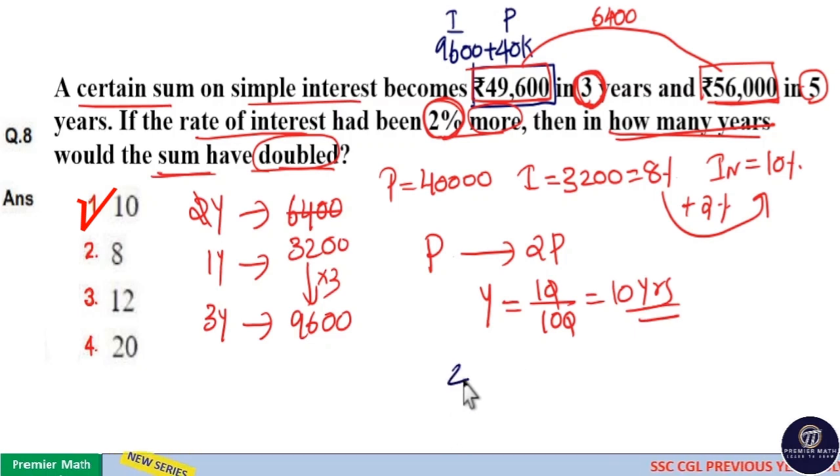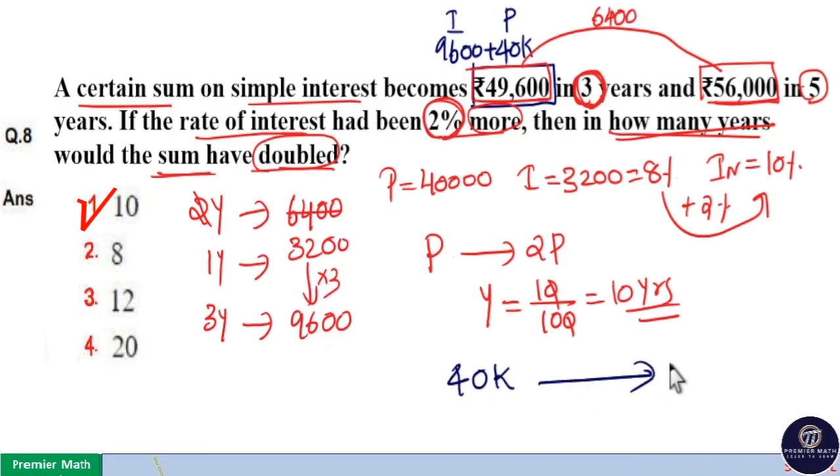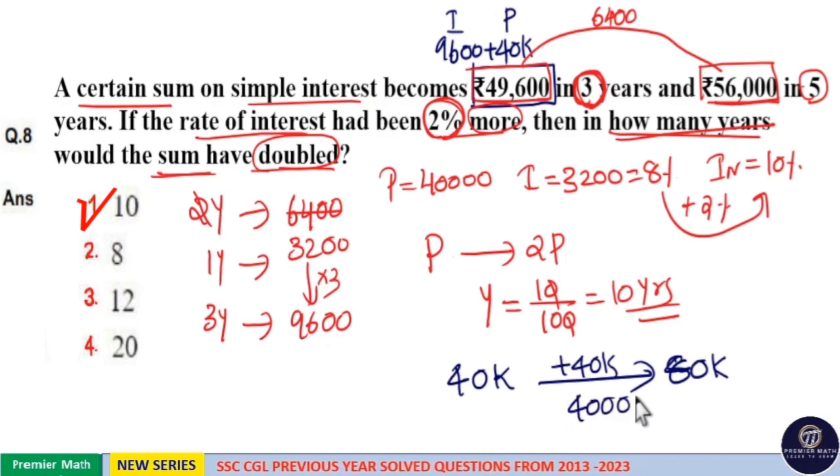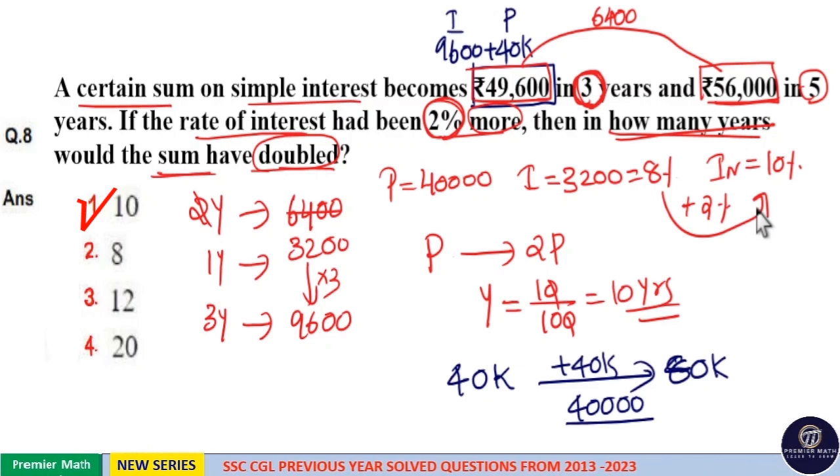Here 40,000 is the principal. Now this 40,000 will double to 80,000. I can see increment is 40,000. This increment 40,000 is the interest generated. And in 1 year at 10% per annum, interest generated is 4,000. That is 10% of 40,000 is 4,000. So interest generated in 1 year is equal to 4,000.